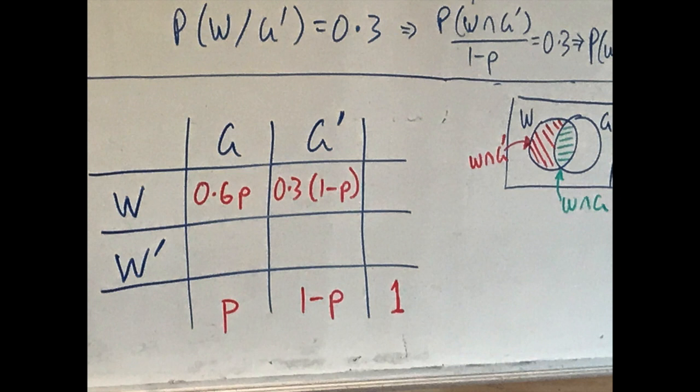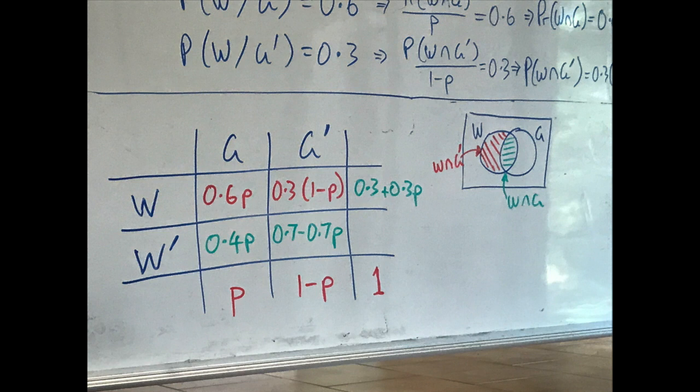The two values in the middle have to add up to the value at the end of that row or column. And of course I can use that if I can get one of the other values in a row or a column. So earlier on we figured out that the probability of winning given that Gavin was playing was 0.6P. And we got an expression for the probability of winning without Gavin playing, which was 0.3 times 1 minus P. Since we've got those two values, those two values in the top row will add together to give the total probability for W.